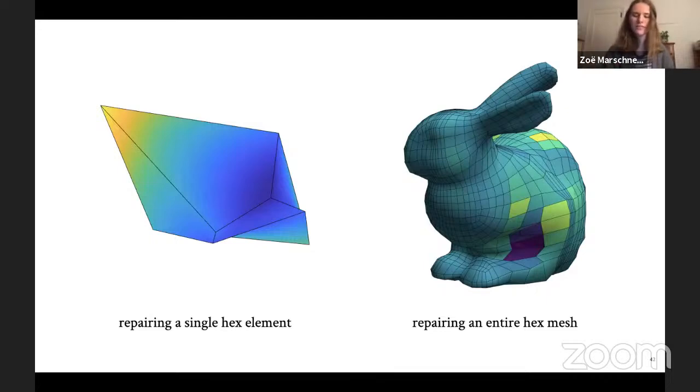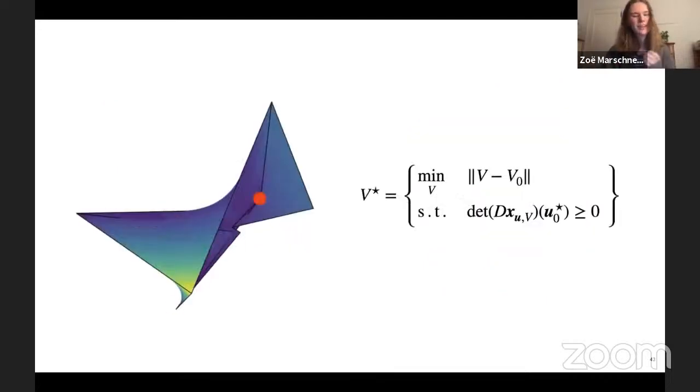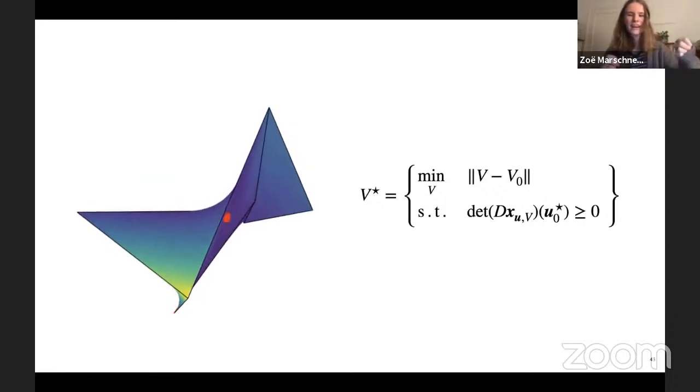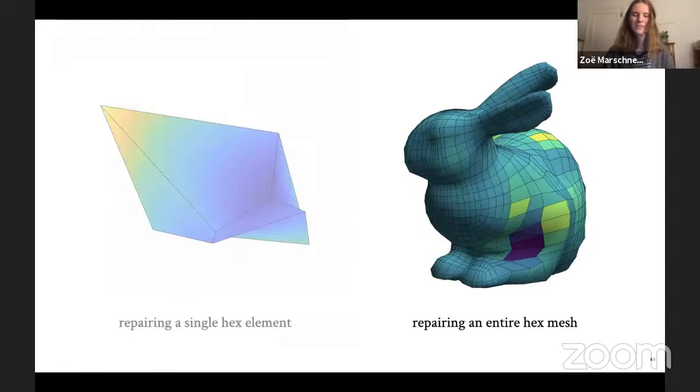And we do these both iteratively. We can repair a single hex element iteratively by writing this problem where we want to find vertices such that we move them from the original vertices the minimum amount, but the hex is now valid at the point in which it was formerly least valid. If we continue repeatedly doing this optimization problem, we eventually hopefully get an element that is no longer inverted.